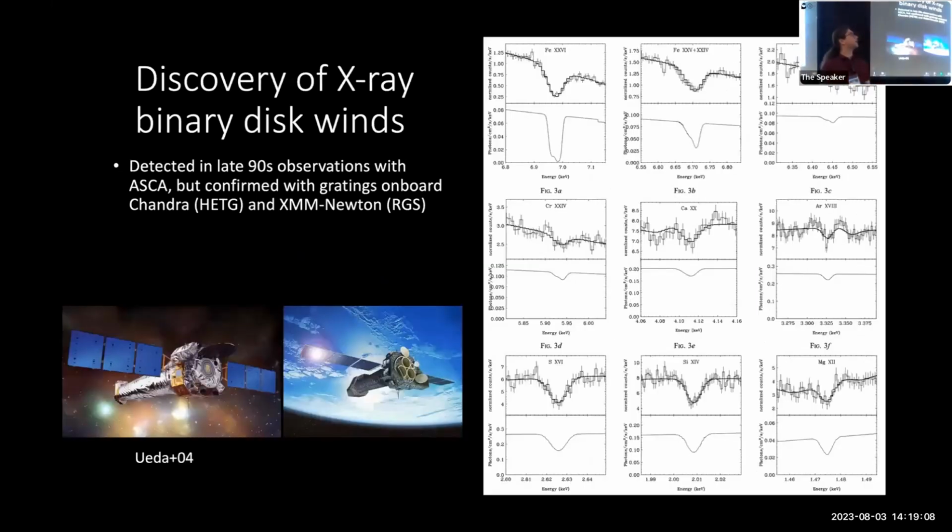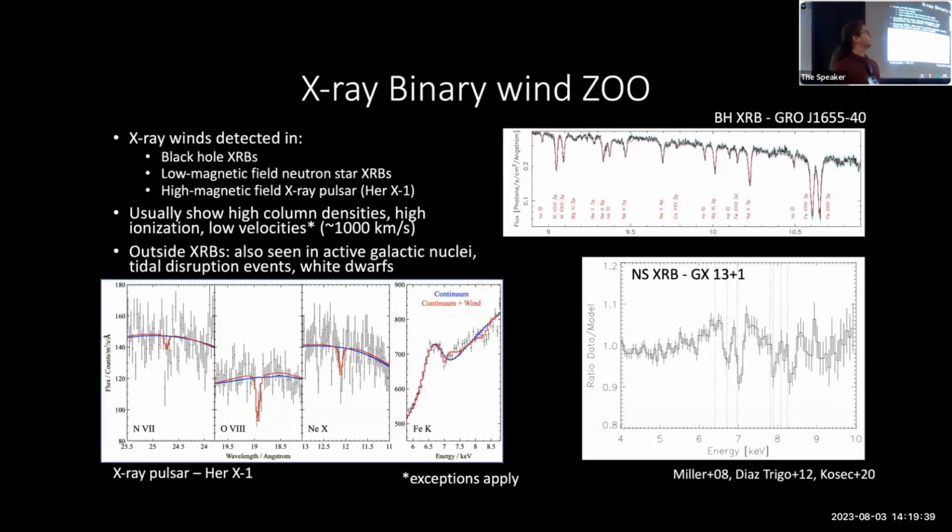But these outflows were later confirmed, of course, with Chandra, the X-ray spectrum of which is shown on the right from, I think, GX 13+1, a neutron star X-ray binary, and also from XMM RGS. So now immediately you can see the huge improvement in spectral resolution and data quality over the previous ASCA spectra. And nowadays, we know of multiple dozens of examples of disk winds in X-ray binaries.